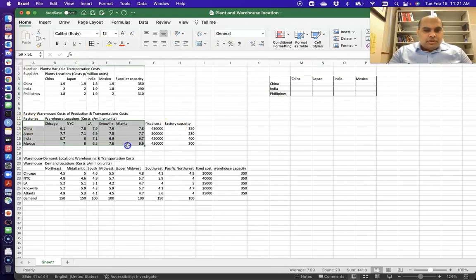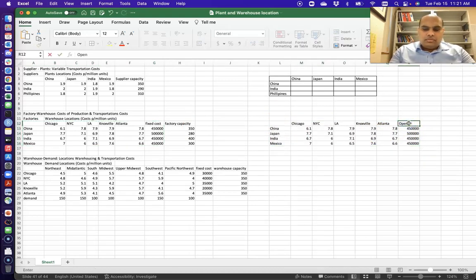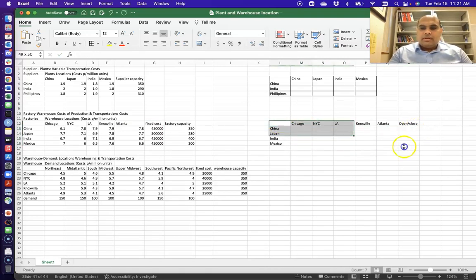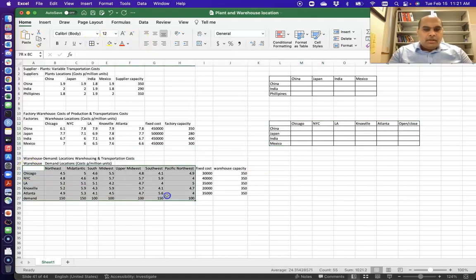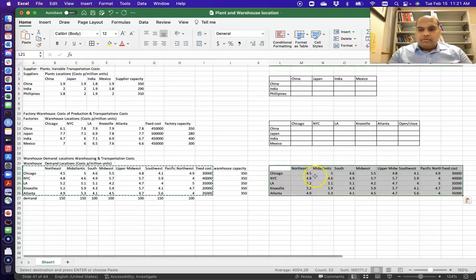These are the decision variables for the second group. I am including fixed costs because obviously we need the 1, 0 variables. So this is open, close: whether or not we're opening these particular plant locations. And finally, the same goes for the warehouses. Are we or are we not opening these warehouses?